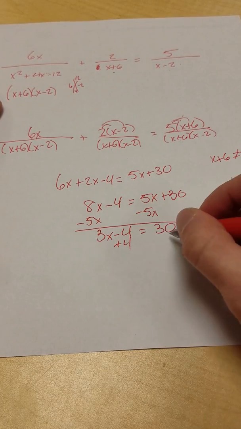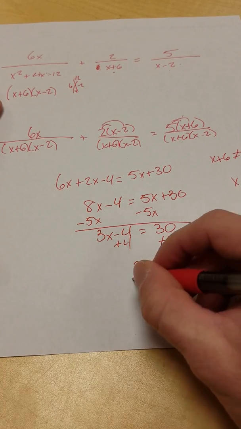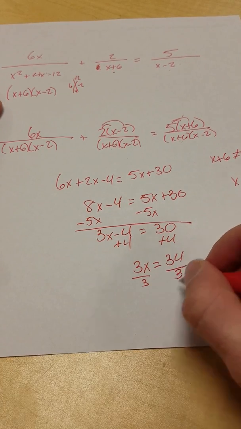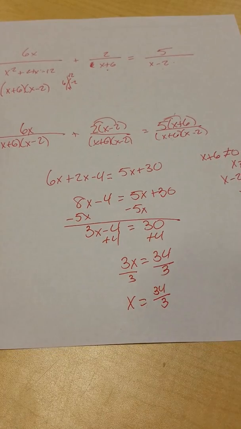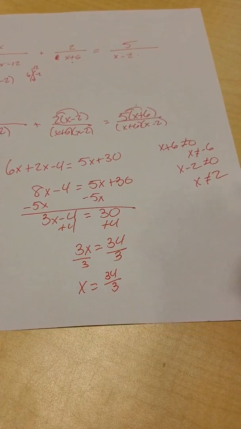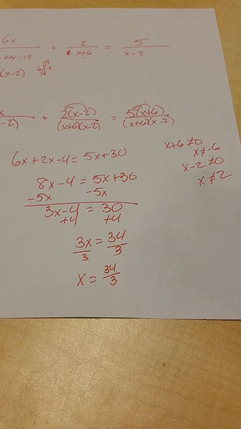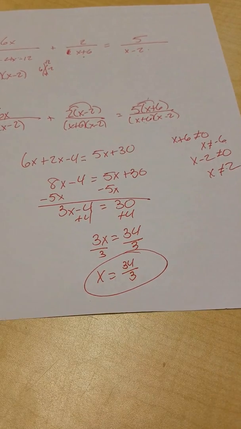Add 4. 3x equals 34. Divide by 3. We can leave that as x equals 34 over 3 because that doesn't simplify. Comes out to be 11.3 repeating. If you want to write it as a decimal, that's fine, but we can leave it as a fraction. It's not negative 6, it's not 2, therefore it is our solution.